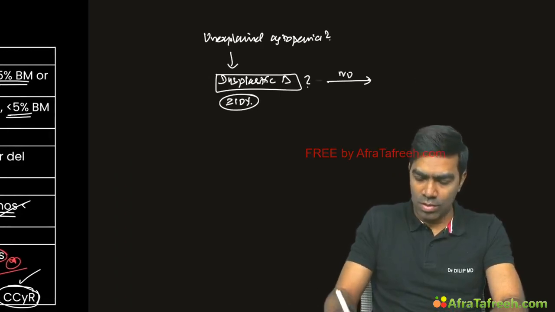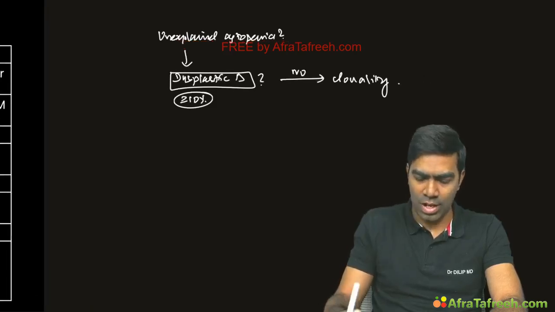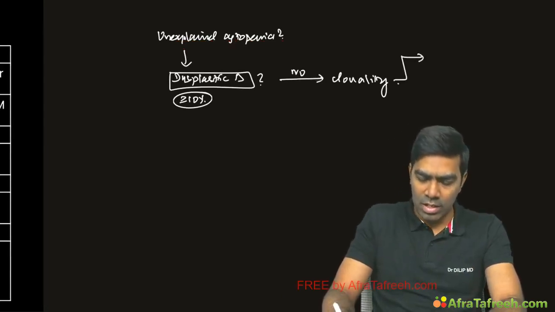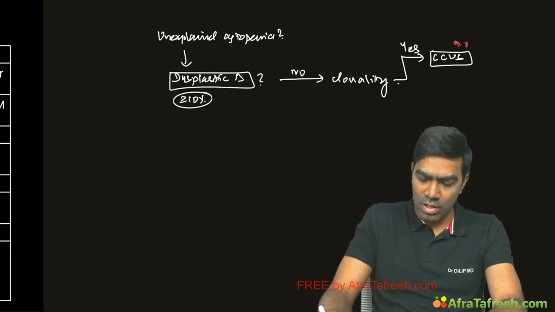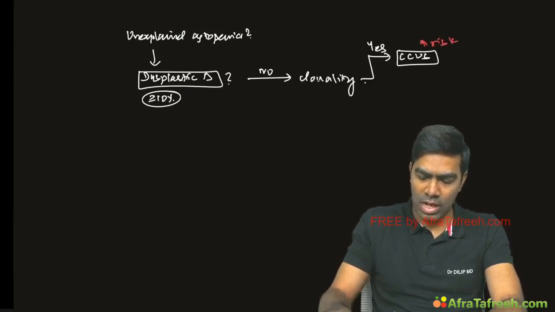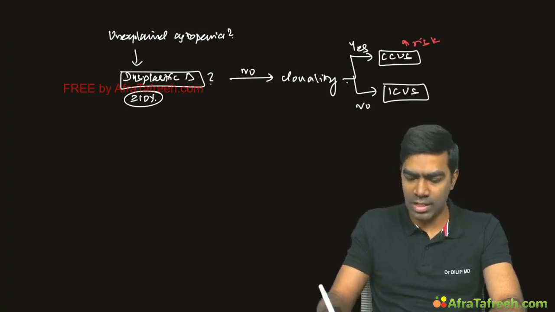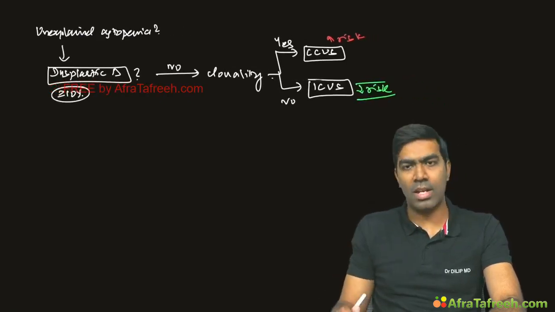If no, then you have to see whether the patient has any evidence of clonality. If you don't have any significant dysplastic changes, look for evidence of clonality. If you have clonality, it will be called clonal cytopenia of undetermined significance, which has a higher risk of transforming into MDS or AML. If you don't have clonality, it will be called idiopathic cytopenia of undetermined significance. Technically, it has a lower risk of transforming into MDS and AML.